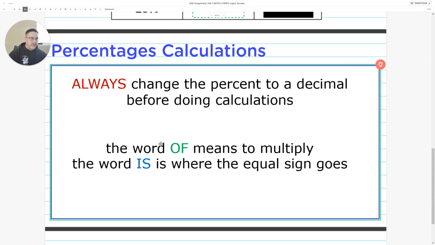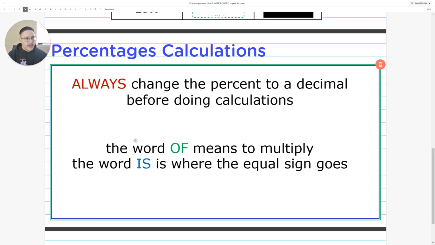Percentage calculations. Now, when we do math with percentages, we have to convert it to its decimal form. So if you see a percentage and you want to use that percentage in some sort of math problem, you have to always change your percentage to a decimal. Okay? So you have to translate it to its decimal form before you do any math.